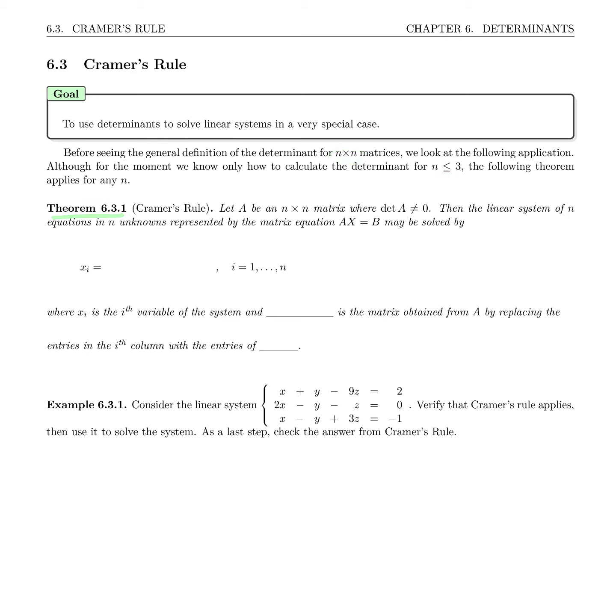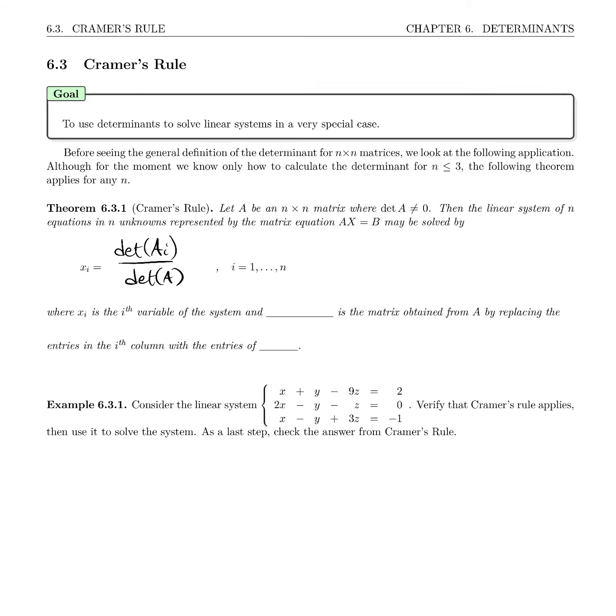So theorem 6.3.1, Cramer's rule. Let A be an n by n matrix where the determinant of A is non-zero. Then the linear system of n equations in n unknowns, so a square system, represented by the matrix equation AX equals B, where A is the coefficient matrix, may be solved by x_i, the ith variable of the system. x_i can be calculated as the determinant of A_i divided by the determinant of A.